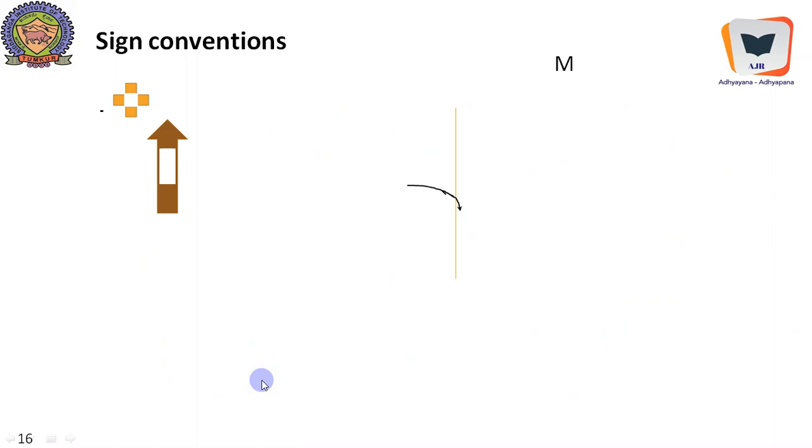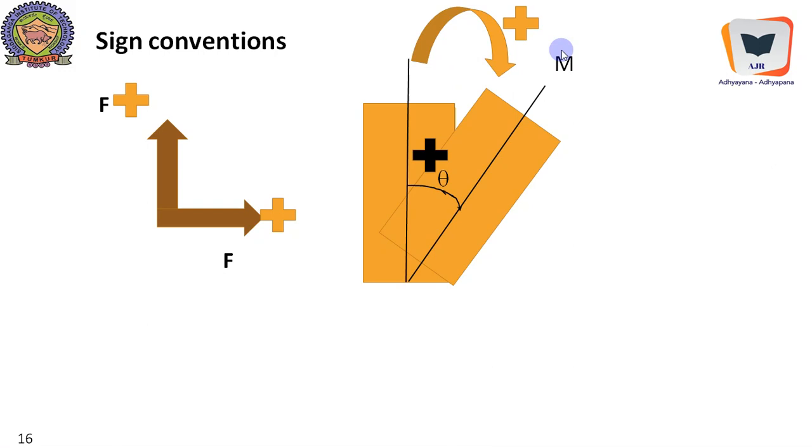Sign conventions are a very important thing. A force which is upwards is positive, therefore displacement upwards is also positive. A force horizontally rightwards is positive, therefore displacement horizontally rightwards is positive. A clockwise moment is positive, and clockwise rotation is also positive. This is the angular displacement, and this is the causing force, that is the moment.